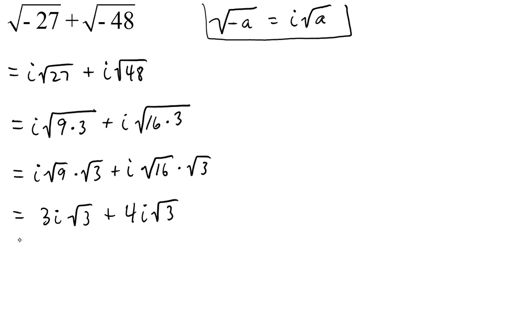Then those two terms happen to be like. They both have the i, and they both have the square root of 3. So I have 3i square root of 3 plus 4i square root of 3. That makes 7i square root of 3. So that would be the simplified form of our answer.